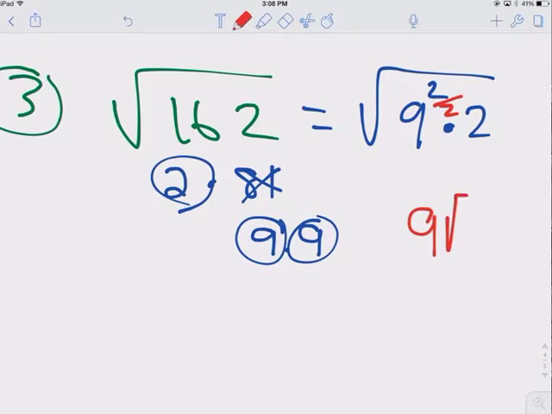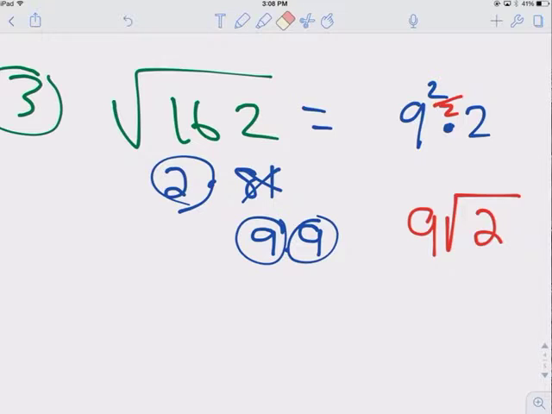Is there anything that remains inside? The 2. Why 2? Because it doesn't have a pair to get out with. There's still a remainder. So you get 9 square root of 2. Yes. Okay.